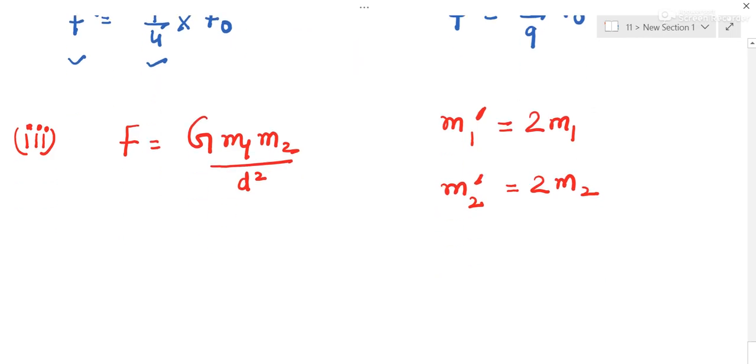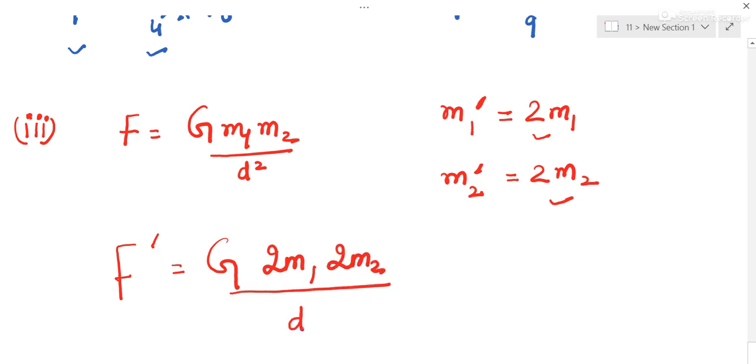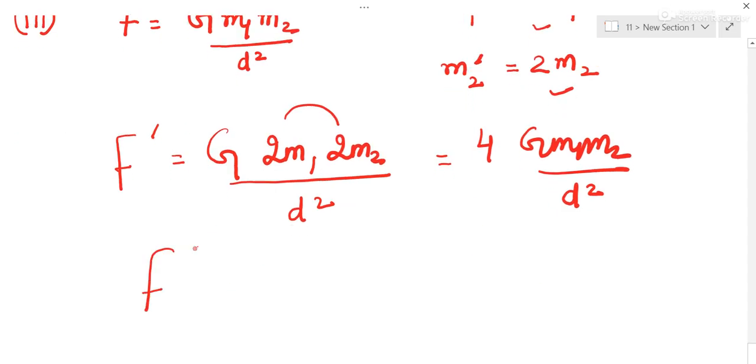Now let us substitute. So my new force will be capital G, this is new mass 2m1, this is second mass, new mass, 2m2, divided by distance square. So 2 into 2 is 4, so we will bring 4 outward. G m1 m2 by distance square. So your new force, when both the masses are doubled, new force will be 4 times original force.